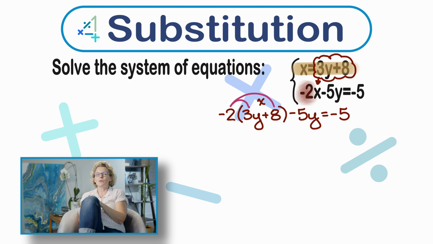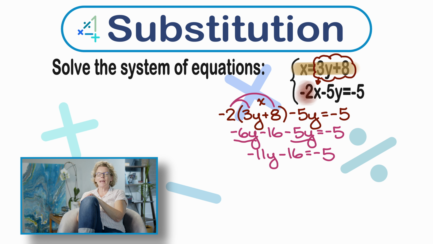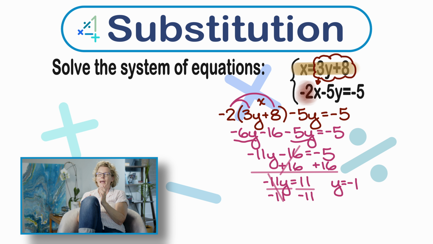Distribute negative 2 to get negative 6y minus 16 minus 5y equals negative 5. Add your like terms. Negative 11y minus 16 equals negative 5. Boy, that's a lot of negatives. Add 16 to both sides. Negative 11y equals 11. Divide by negative 11 for y equals negative 1. Superb! We're almost done here.